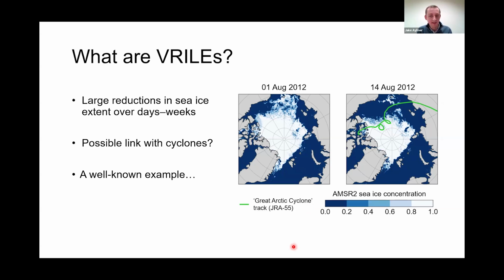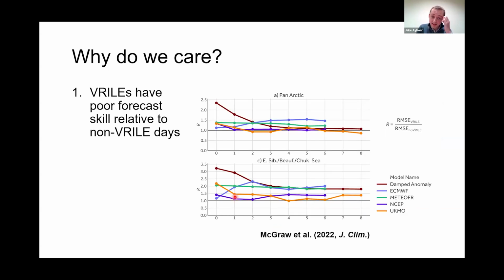But you may ask, why do we care about the very rapid ice loss events in the first place? Well, there are two good reasons. One of them is that if we look at operational forecast models, these events are not very well represented. I'm showing here an example of a plot from a 2022 study by McGraw et al. Essentially what they did was analyze different forecast models, those listed here in the bottom right.